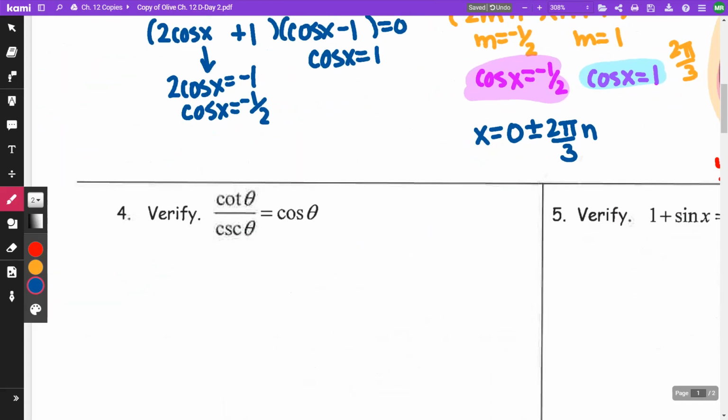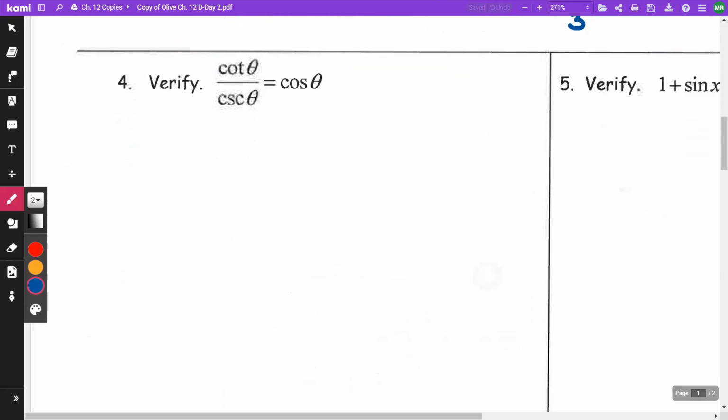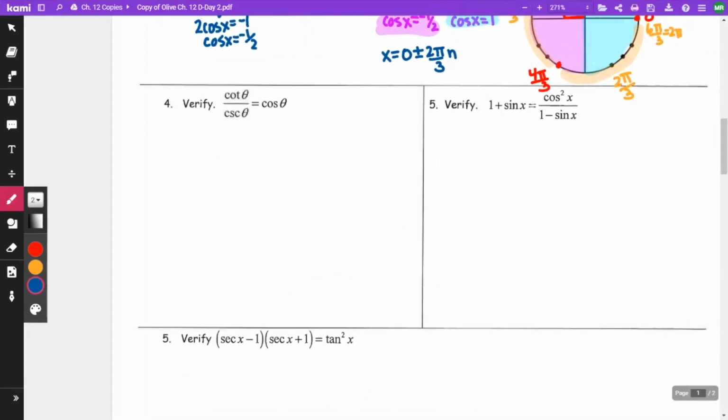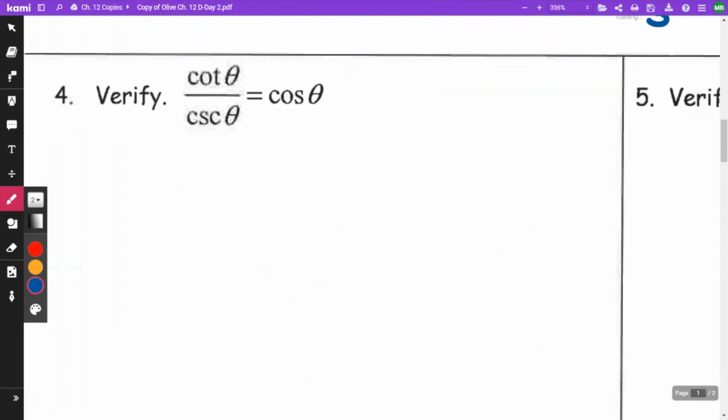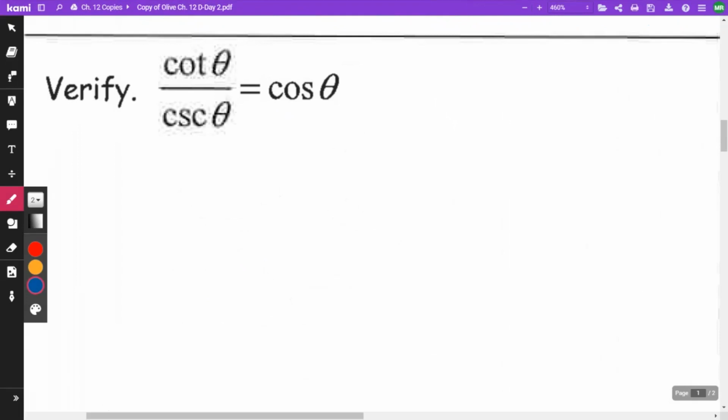On numbers 4, 5, and well, they've got 2 5s here, 4, 5, and 5. What we're doing is we're verifying. Okay, I'm trying to get the left side to look like the right side. So I am going to be keeping this cosine of theta. I want the other side to become that. So a couple things that I'm going to say. Cotangent is equal to 1 over tangent. However, I have a cosine over here. I have no cosines on the left side.